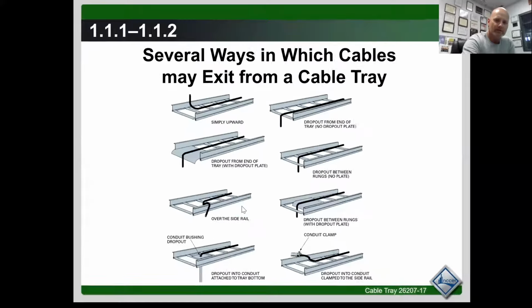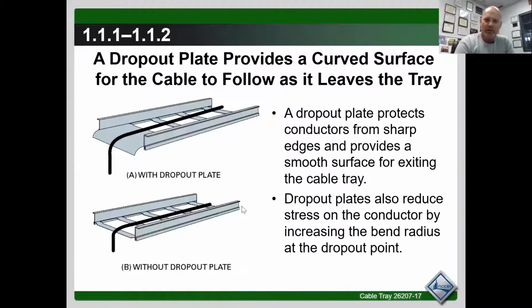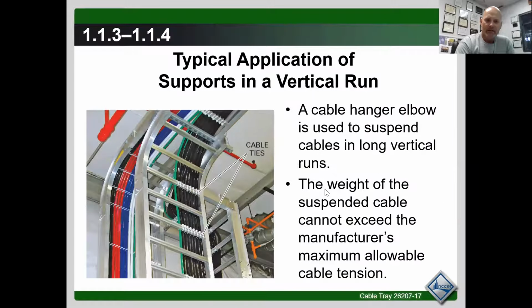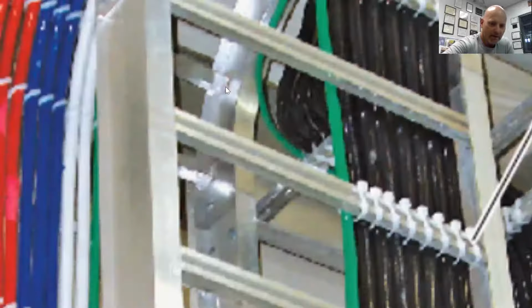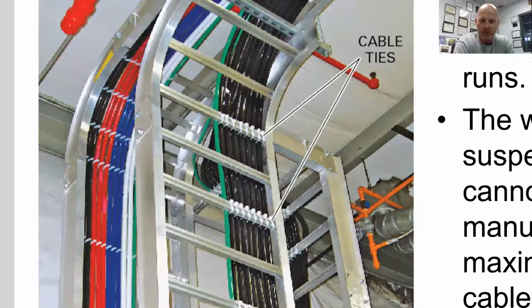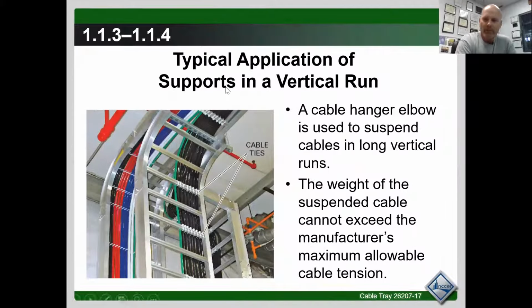So, all right, let's close that out. Dropout plates, obviously what we discussed. Here's a perfect example of vertical runs. And we're going to zoom in right here. You notice that these are all wire ties or zip ties. And the whole purpose of those should be to carry the weight, to assist in carrying the load of the weight of the cables. So I like the way that they zip tie them every other rung. So approximately every 12 inches they're being secured.